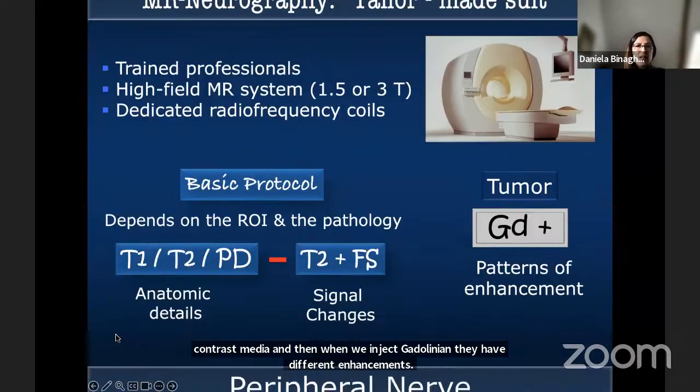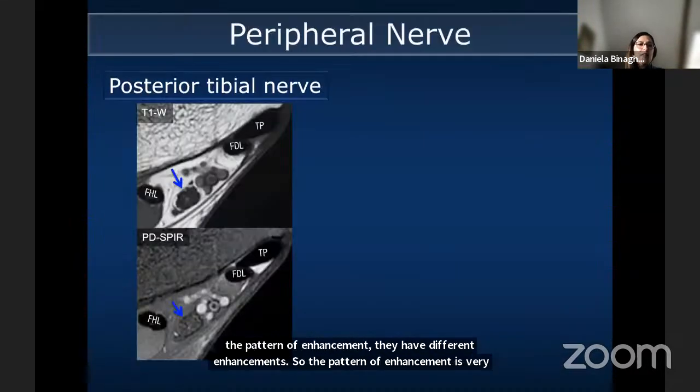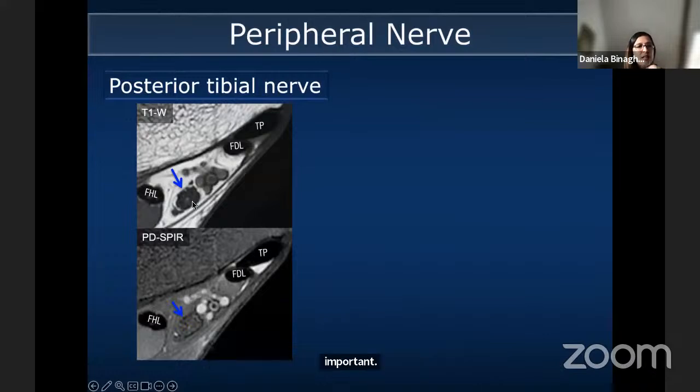So how does a peripheral nerve look? This is a posterior tibial nerve at the ankle. We will see a round structure with a fascicular pattern that is isointense to muscle in T1 and might have an increased signal intensity in some fascicles in fat suppression.